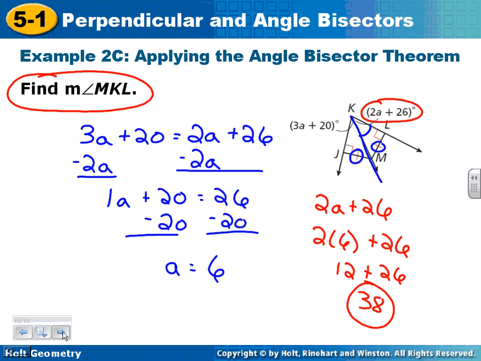So that takes care of perpendicular bisectors and angle bisectors.